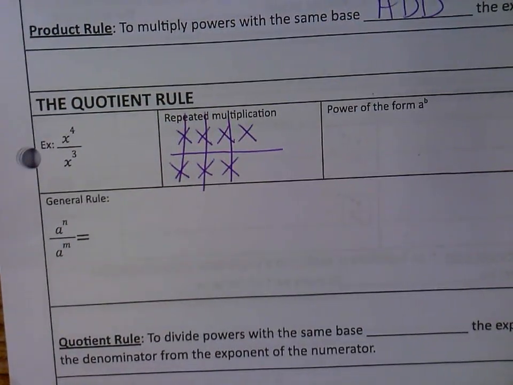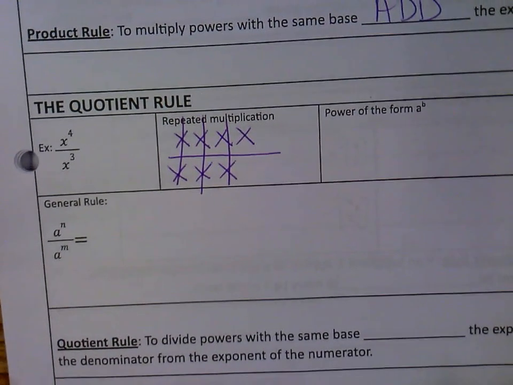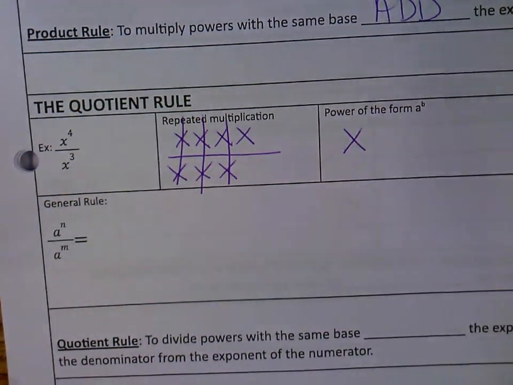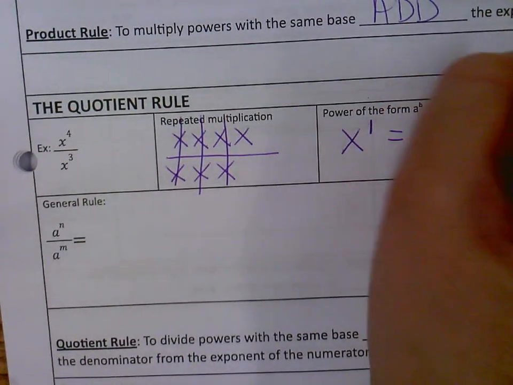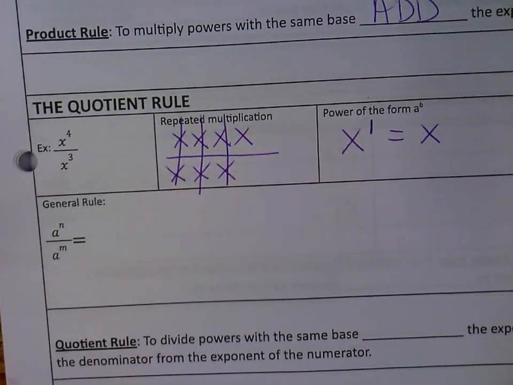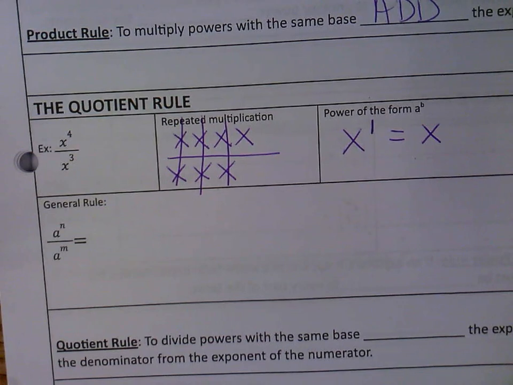Anything divided by itself is 1. What am I left with? x. Or I could write x to the 1st power. Maybe that would help you see it. So why is that? What did I do to my 4 and my 3? I canceled, but what's the rule? I'm subtracting 4 minus 3 to get 1.